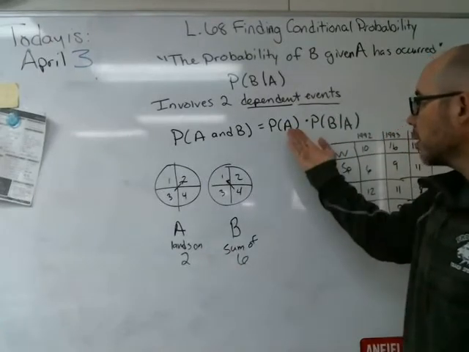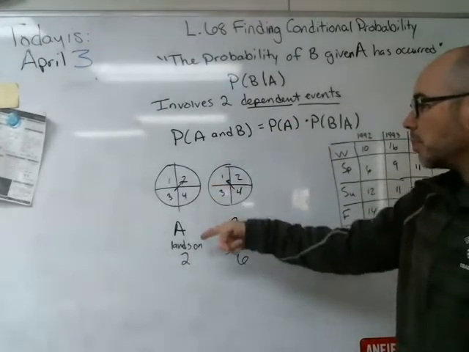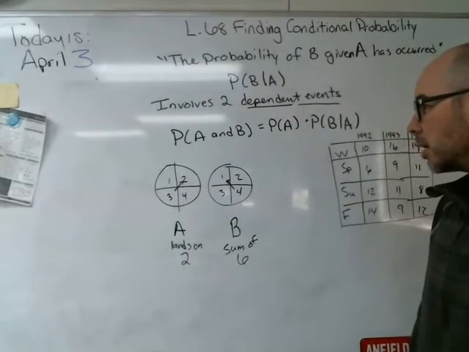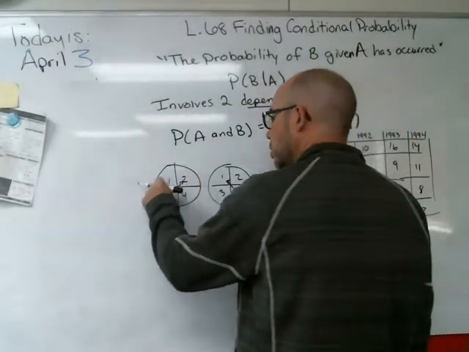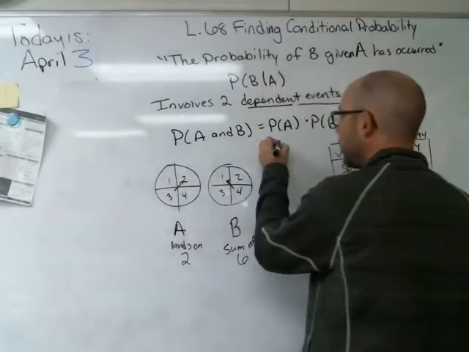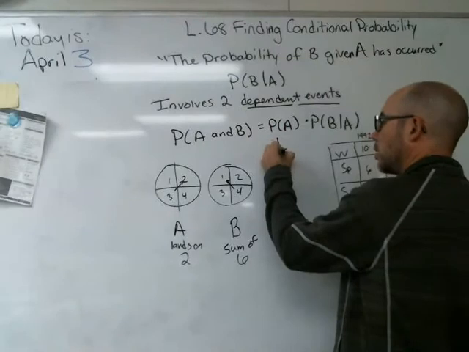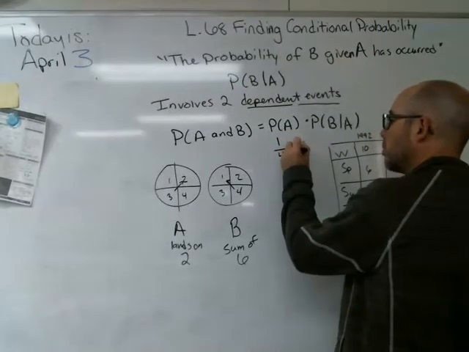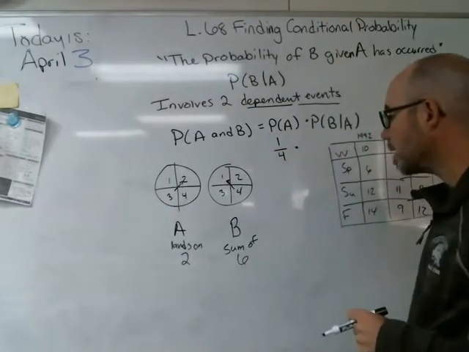So let's start with the probability of A. What's the probability of A landing on the 2? There's 1, 2 out of 4 pieces. Probability of A is 1 out of 4. And then we're going to multiply that by the probability of B given A.